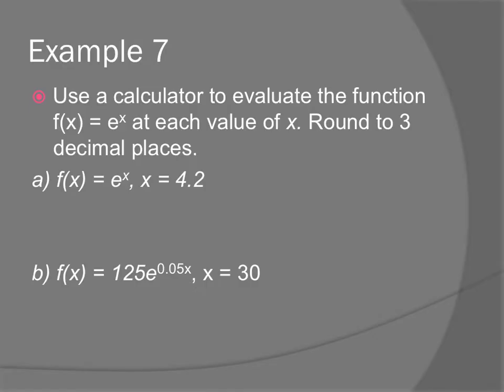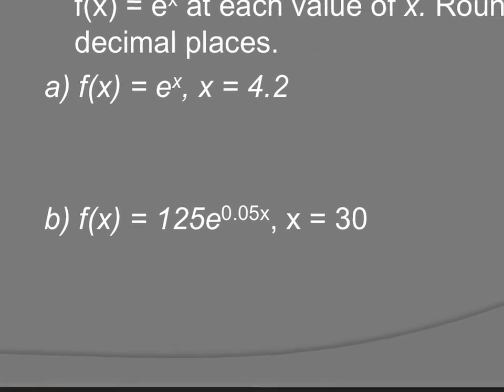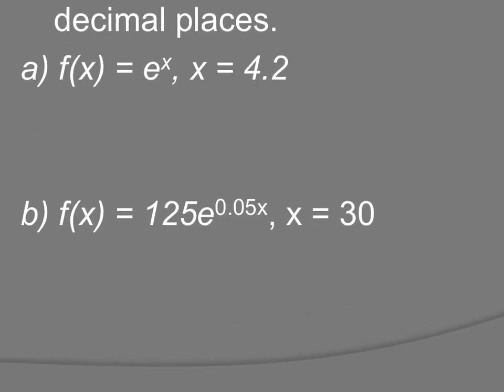All right, so example 7 says, use a calculator to evaluate the function of f of x equals e to the x at each value of x. Round your answer to 3 decimal places. So we'll do the first one together. I want to just do e to the 4.2.